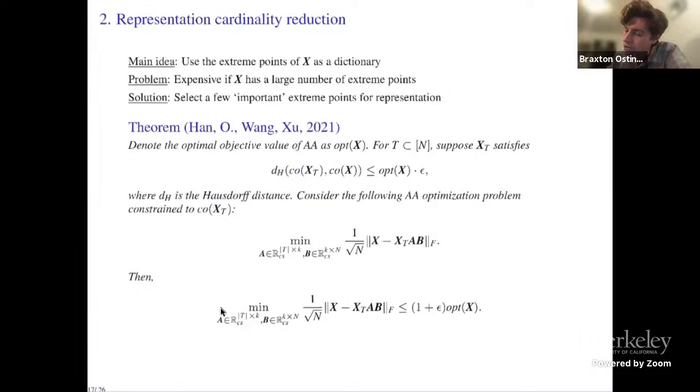So what we can show is that if you were to somehow be able to choose a subset of the data, so X of T is a subset of the columns of the matrix X.